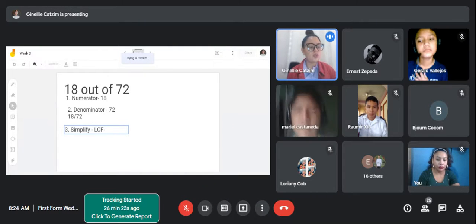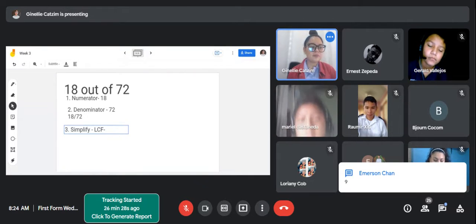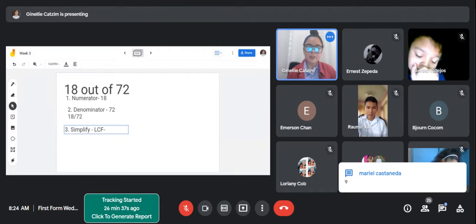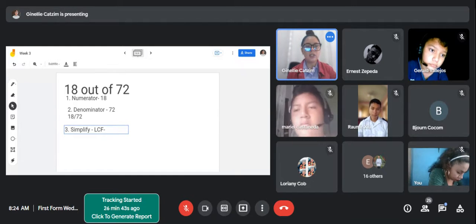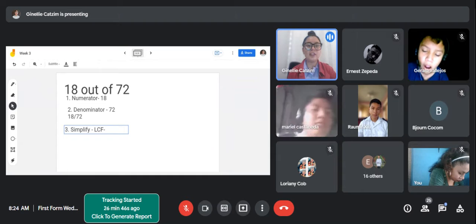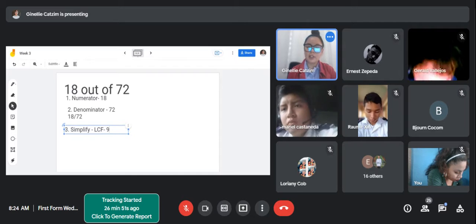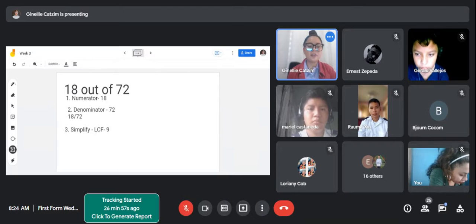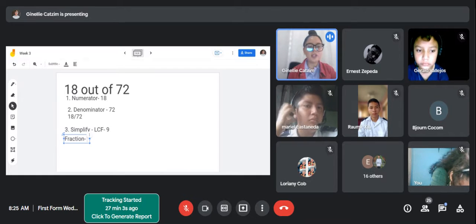18 over 72. So what is the LCF? 9, many of you said. Okay, let's use 9 and let's see if that is the highest or the lowest. Sorry, the lowest should be 9. So if we divide by 9, what do we have?